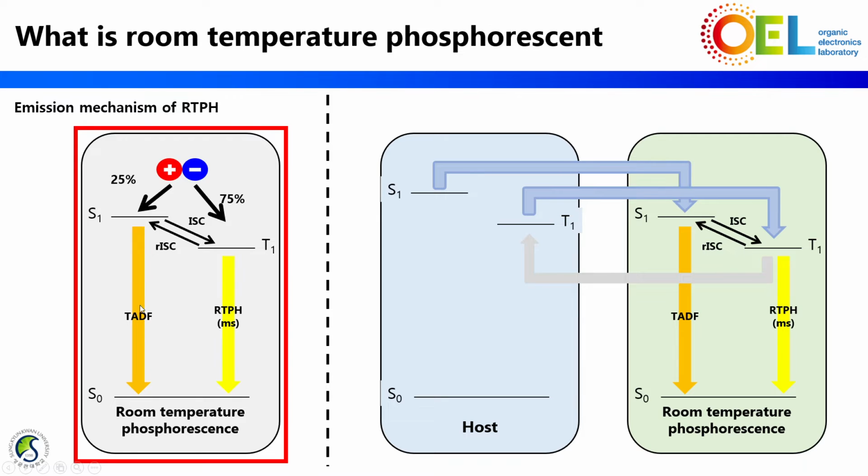Also, these types of emitters can emit not only RTPH, but also TADF. But ISC and SOC of RTPH are much slower than general phosphors, so the triplet exciton lifetime is on the millisecond scale. Therefore, even if the host triplet energy is higher than that of RTPH, triplet back energy transfer is possible if it is not high enough, above 0.5 electronvolts.